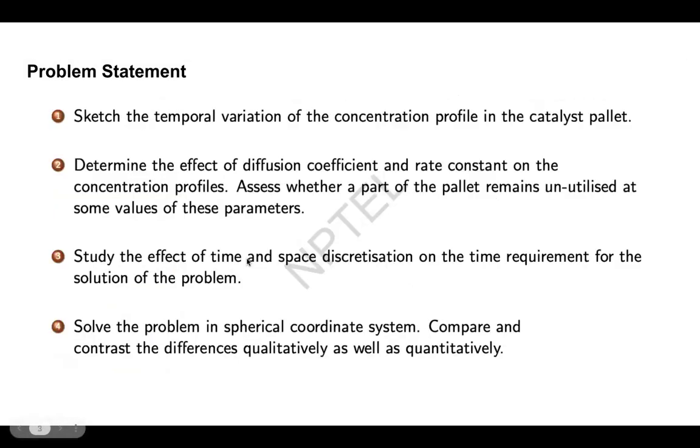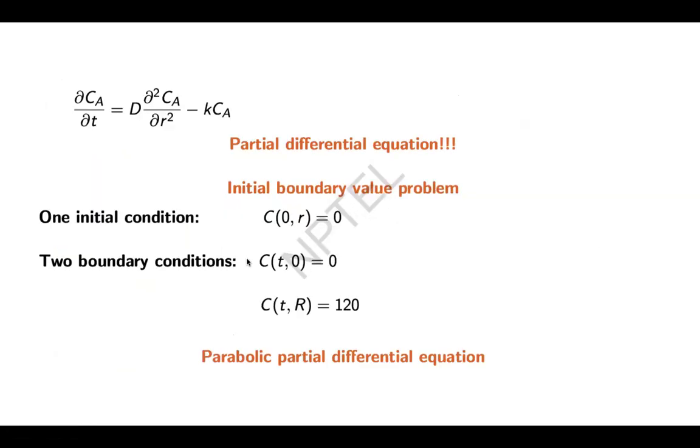Now, study the effect of time and space discretization on the time requirement for the solution of the problem. There are several things that you can study. One is the space and time discretization; that will come into another topic. Now, solve the problem for the spherical coordinate system. Compare and contrast the differences qualitatively as well as quantitatively. So these are the things we need to address this time.